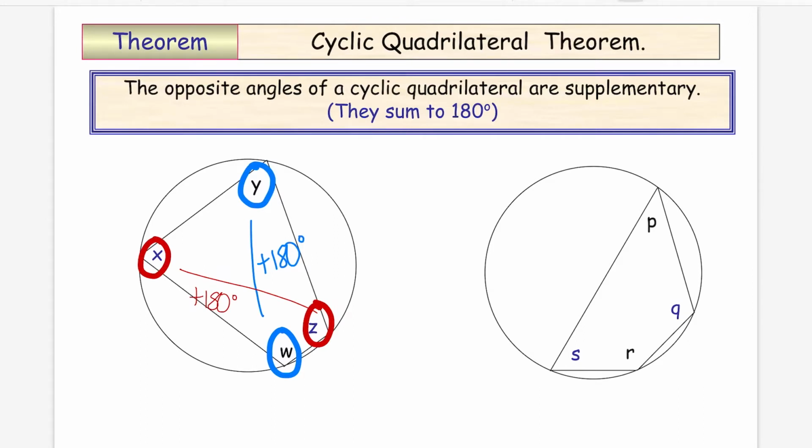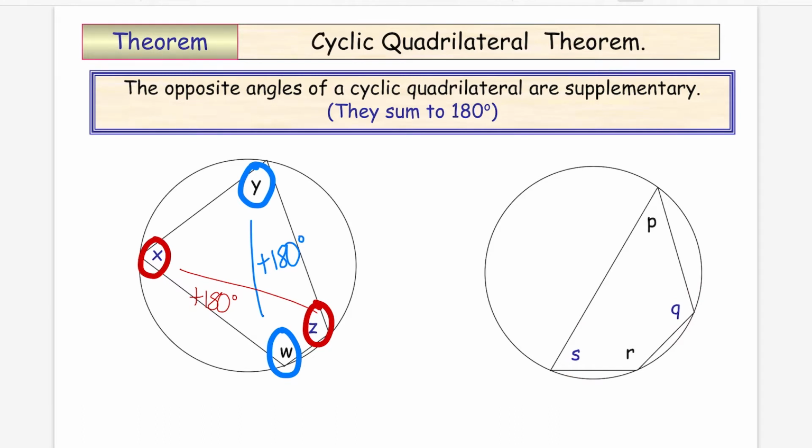And the same thing would happen on the second one. It doesn't have to be over the full circle, it can just be in half a circle or anywhere at all, as long as the four corners are on the edge of the circle. So here we'd have the same thing: both P and R would add together to make 180, and Q and S would add together to make 180.